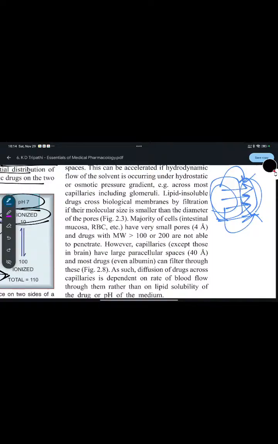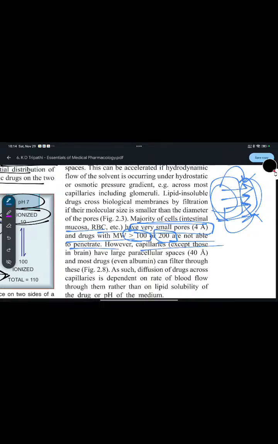For example, across most capillaries including glomeruli, lipid insoluble drugs cross biological membranes by filtration if their molecular size is smaller than the diameter of the pores. What are those pores? They are the aquapores. Majority of cells, such as intestinal mucosa and RBC, have very small pores, about 4 angstrom, and drugs with molecular weight more than 100 or 200 are not able to penetrate.